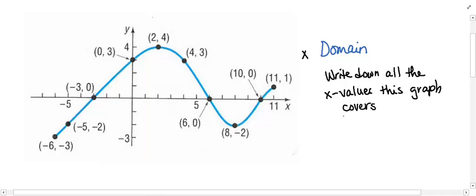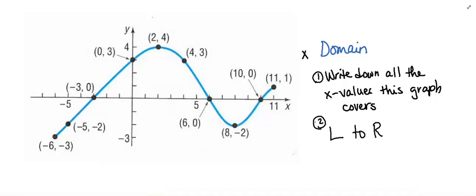What you need to remember is that domain is done from left to right. So these are the things you need to remember. Domain is all the x values, all the inputs. What you're trying to do is write down, in a compact manner, all the x values this graph covers. You absolutely have to do it from left to right.